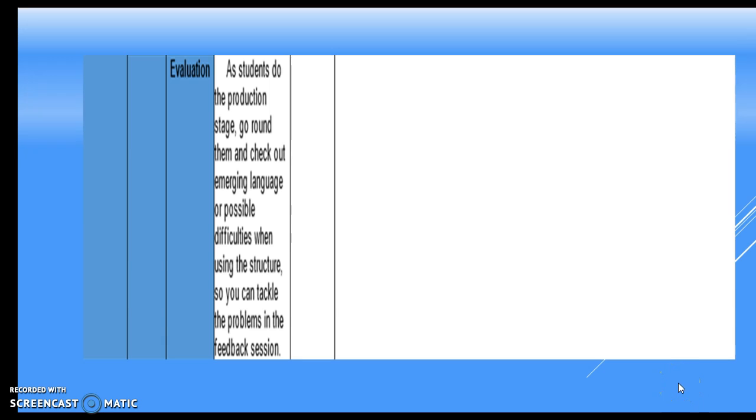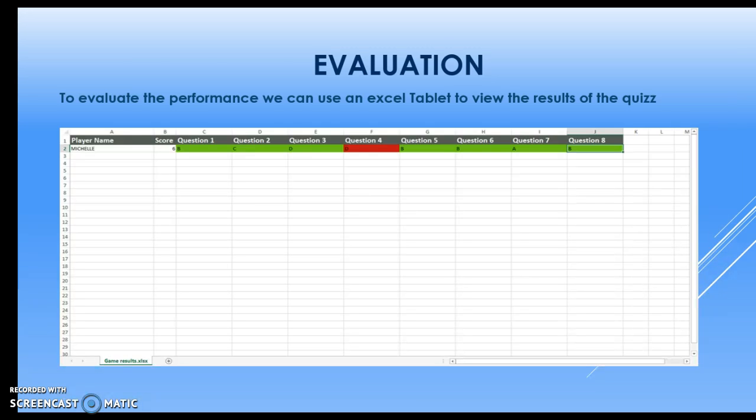At the end, we find the evaluation. As students do the production stage, go around them and check the emerging language and possible difficulties when using the structure, so you can tackle the problems in the feedback sessions. Here is our evaluation sheet. To evaluate the performance, we can use an Excel table to view the results of the quiz.